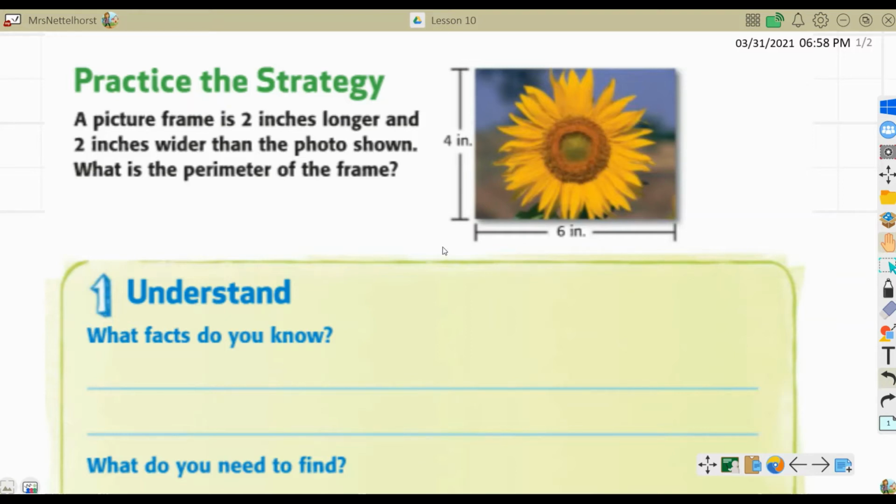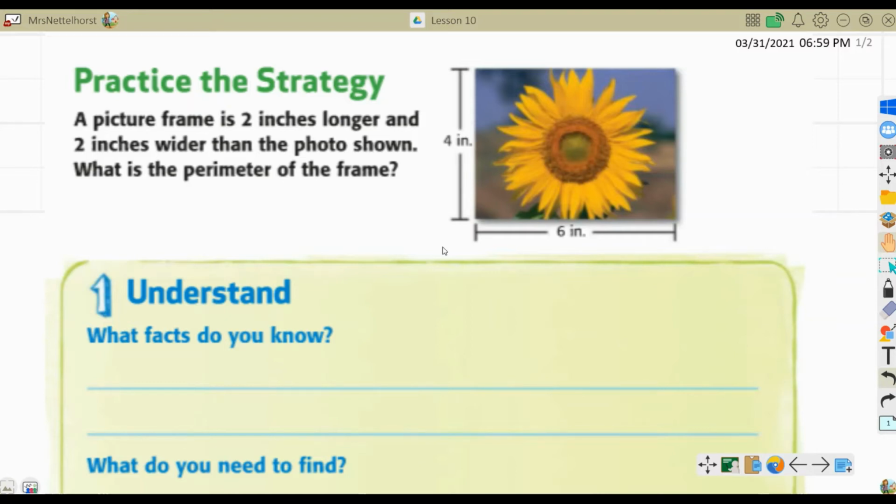A picture frame is some inches longer and some inches wider than the photo shown. So I'm imagining, I see the picture and then I'm thinking, the frame is bigger, which is true of frames, bigger than what the picture is. So we need to find out by how much. So a picture frame is 2 inches longer and 2 inches wider than the photo shown. So what do they want us to do with that information?